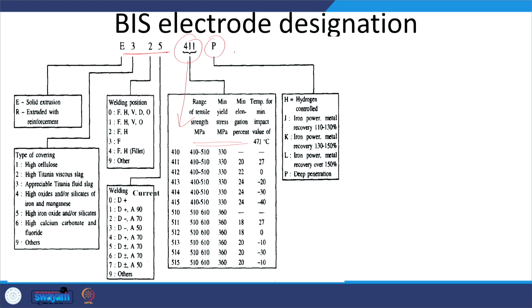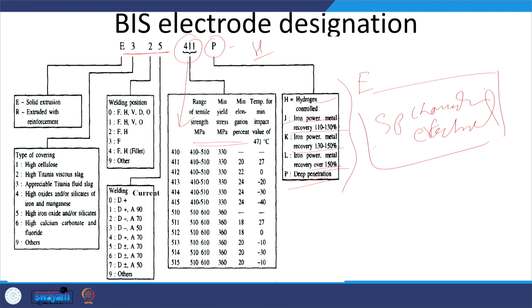The last character, which is a letter, indicates special characteristics. If the electrode is H, it indicates hydrogen control. If it is J, then it has iron powder with a metal recovery of 110 to 130%. K is for iron powder added in the coating with a metal recovery of 130 to 150%, and likewise for a metal recovery of more than 150%. P is used for deep penetration. So, these are special characteristics related to the electrodes. Okay. If that is there, then we will be using these additional letters at the end.